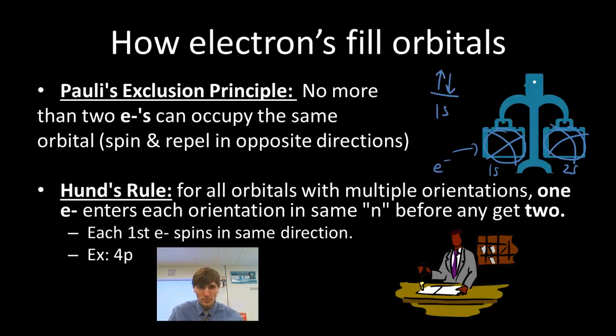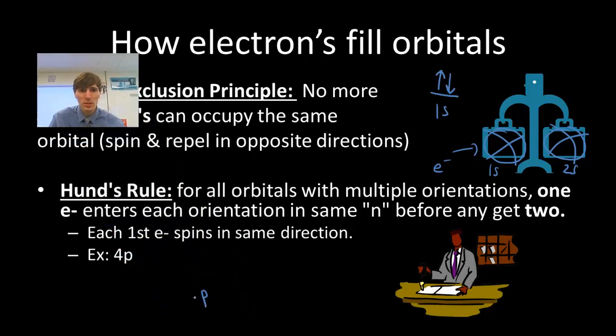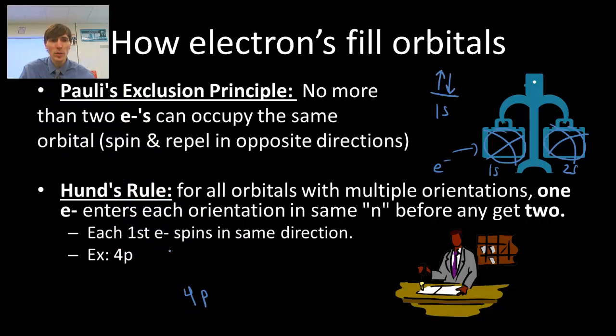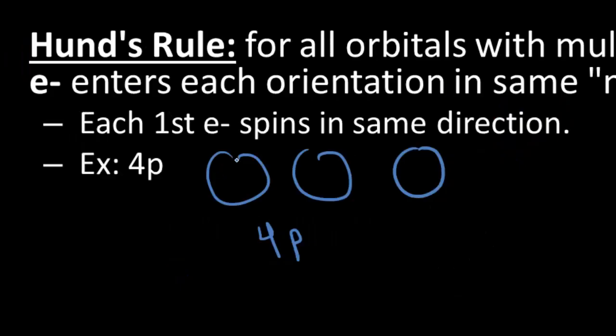Hund's rule says if I have something like p orbitals, let's look at the 4p. In the 4p there are 3 different orientations: the x, the y, and the z. Each one of these can only have 2 electrons based on Pauli's exclusion principle. But Hund's rule says because electrons repel each other, they want to be away from each other, so they actually fill up 1 electron per orbital before they start filling up 2 per orbital. So what's going to happen is my little px, my py, my pz, you don't have to know what the orientations are, but the electrons are going to spread out.